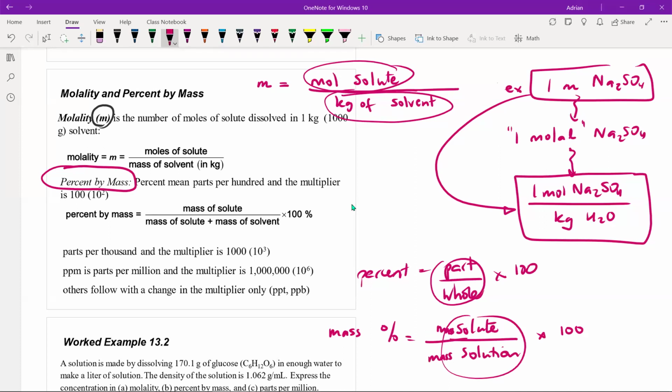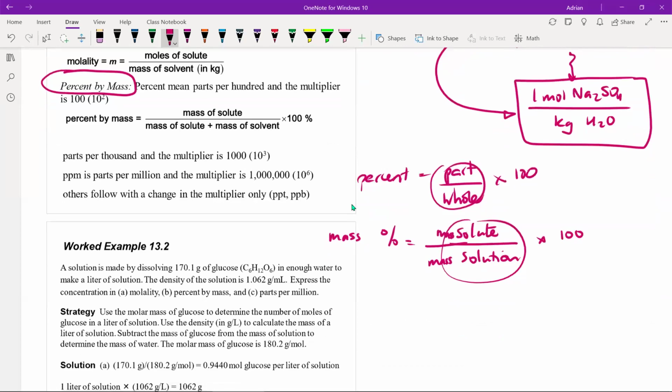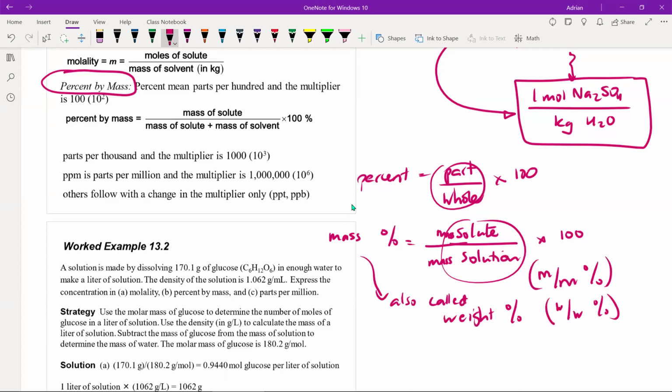And sometimes you will see the mass percent being represented as M over M percent. Sometimes the mass percent is also called the weight percent, even though they don't mean the exact same thing. They're sometimes used interchangeably. So you'll also see W over W being used to mean the same thing.